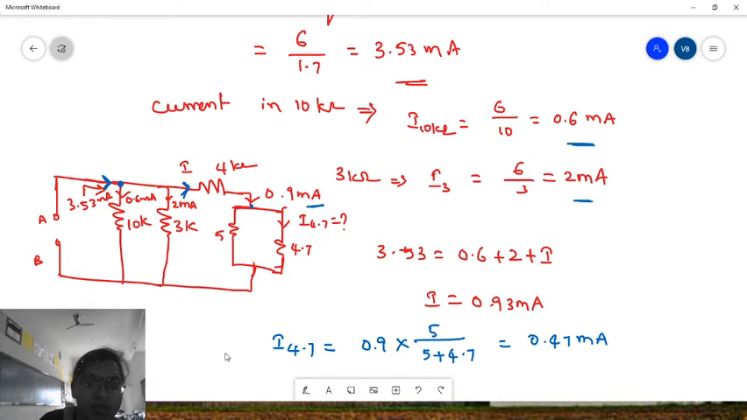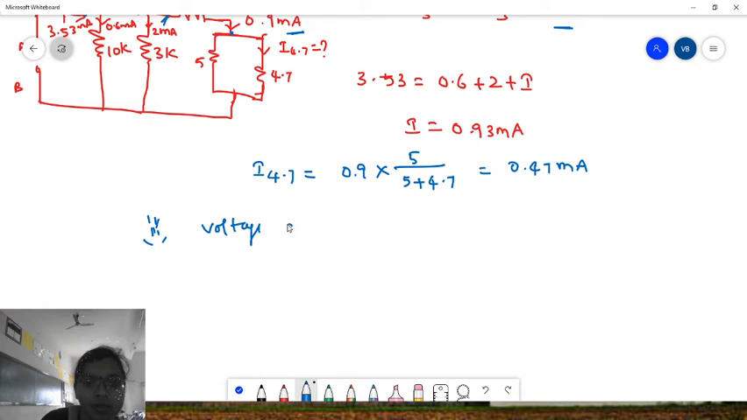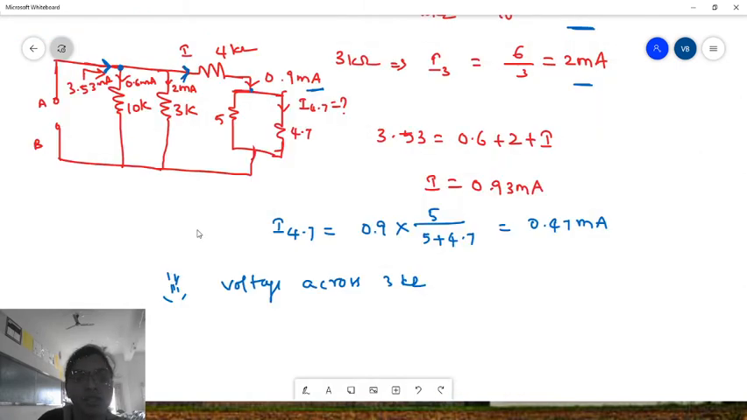Okay. So what is the third question you need to solve? That is the voltage across the 3 kilo ohms resistor. This is the third question. So where is the 3 kilo ohms resistor? This is here, 3 kilo ohms. You already know the current that passes through that one, that is 2 milliamps. Resistance is 3 kilo ohms. How are we going to calculate the voltage across that one?